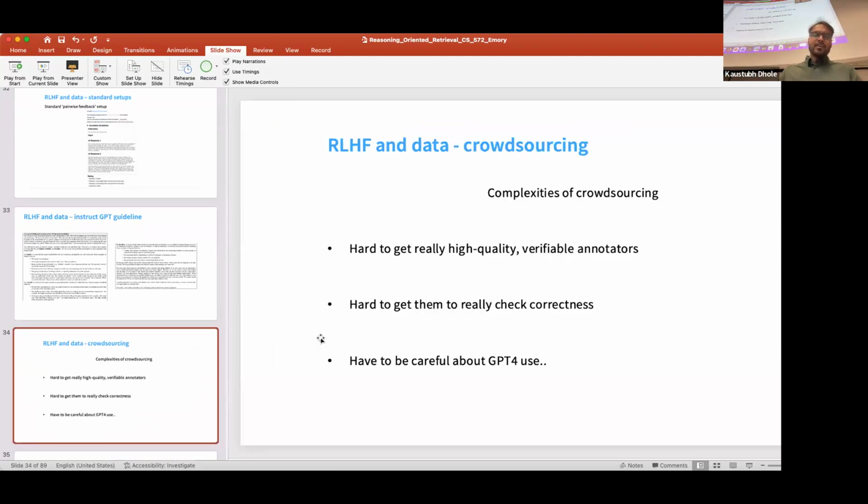This is how RLHF data is collected, and there are problems with that as well. It can be hard to collect really high quality, verifiable annotators. People can still disagree on preferences, especially for very complex, controversial questions. For instance, it's hard to get them to check correctness, and many annotators sometimes also use GPT-4 as well. So in many of the experiments, people have found that there's almost a 90% correlation between some of the annotators and GPT-4. So you basically need to remove such annotators from your data gathering stage.